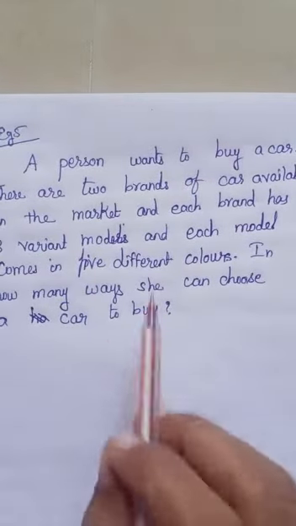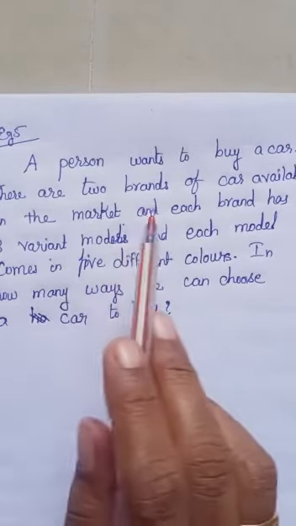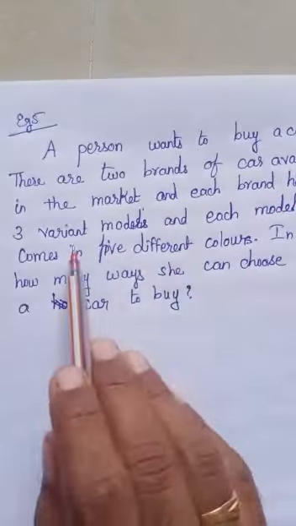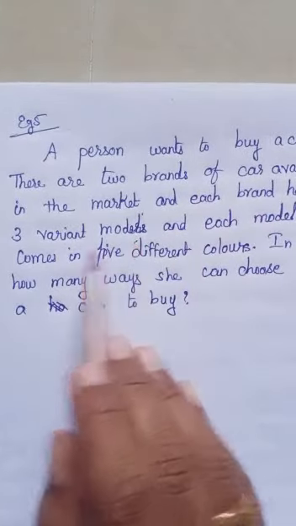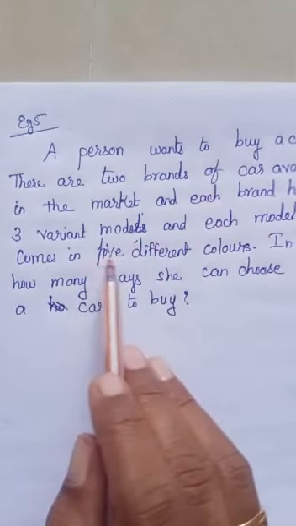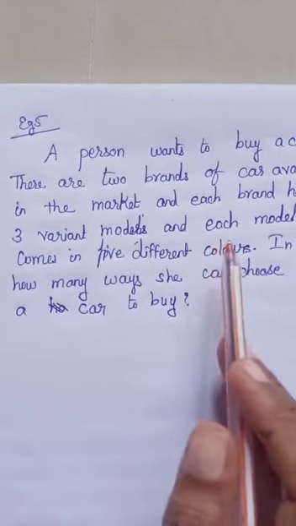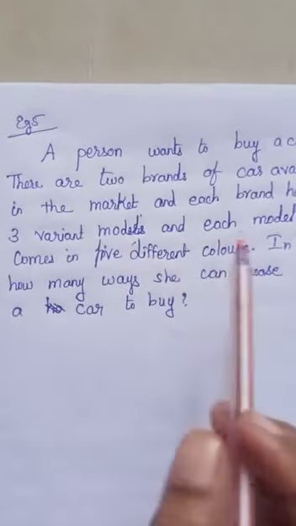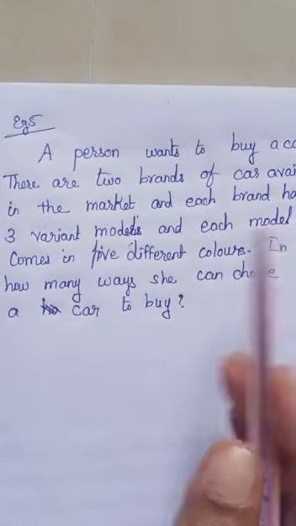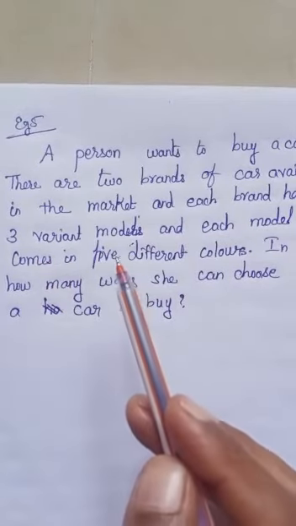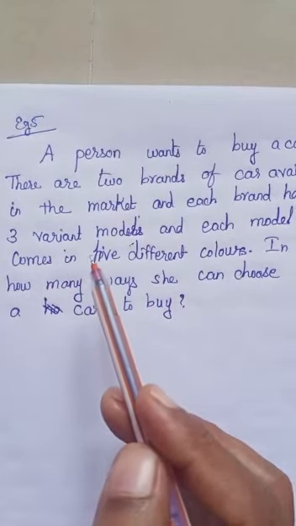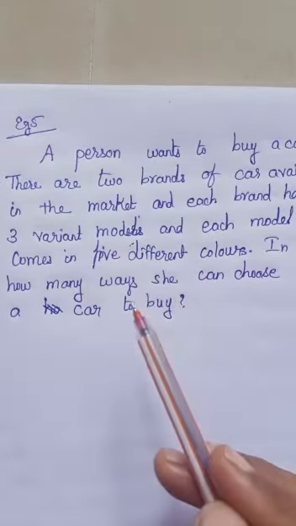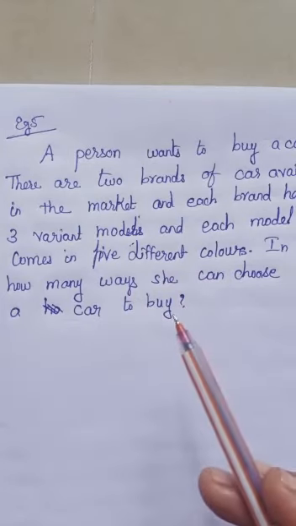Example 5. A person wants to buy a car. There are 2 brands of car available in the market, and each brand has 3 variant models, and each model comes in 5 different colors. In how many ways she can choose a car to buy?